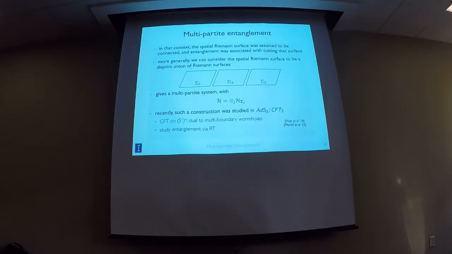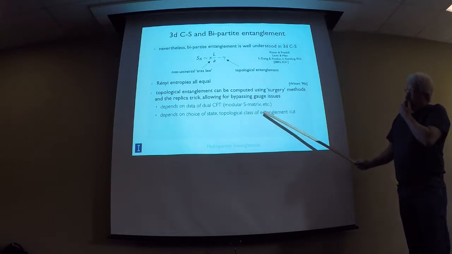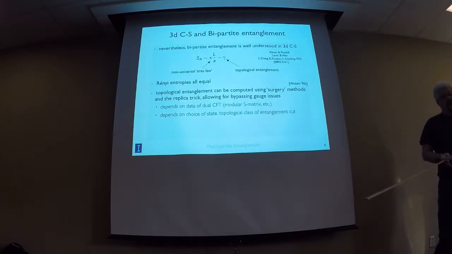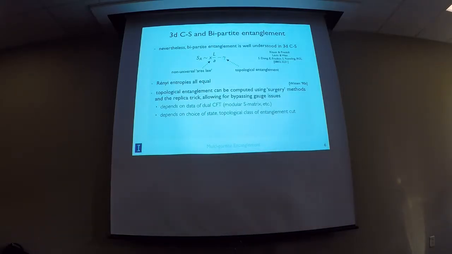Okay, so that's, I'm not going to review that. What I'm interested in, so just backing up there, what I was talking about here was taking space to be a single Riemann surface and defining a reduced density matrix by chopping that in pieces in some way. Okay, and so that's what I was saying here.